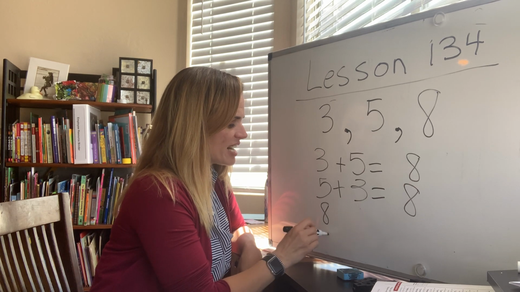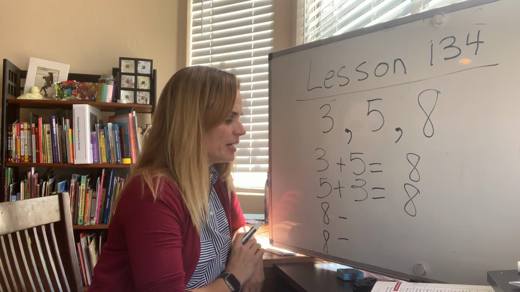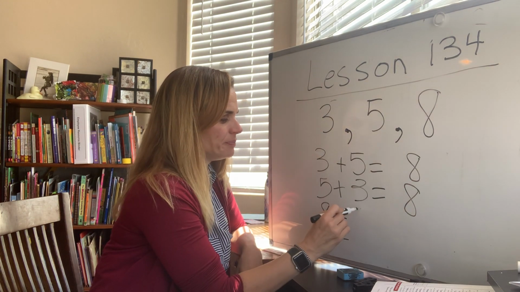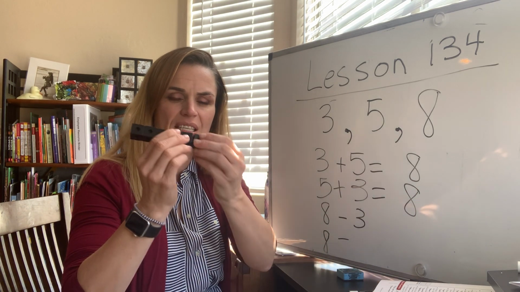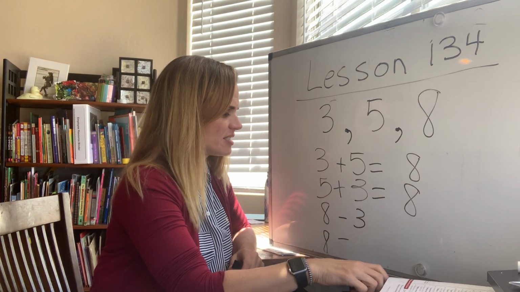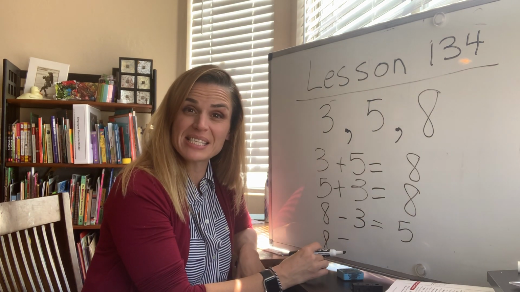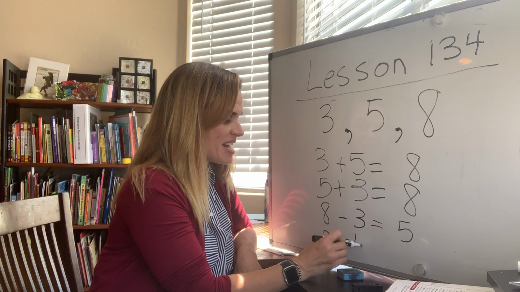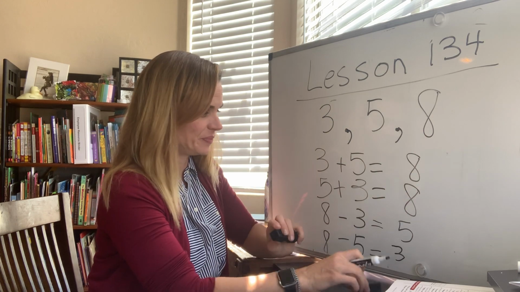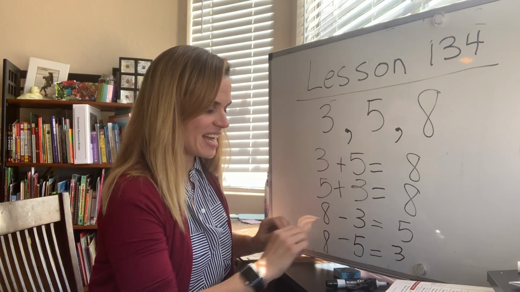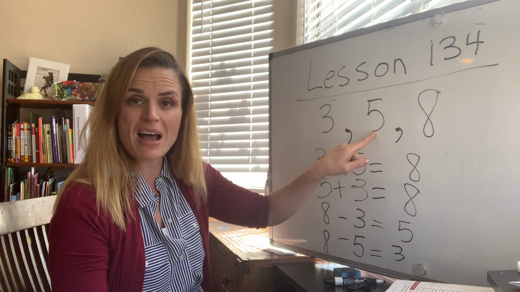Now we're going to make 2 subtracting problems. We always start with the bigger number. We know there's 2. Using your cubes, 8. Take away 3 cubes is 5. So we know that 8 minus 3 is 5. What is 8 minus 5? This is a fact family for the numbers 3, 5, and 8.